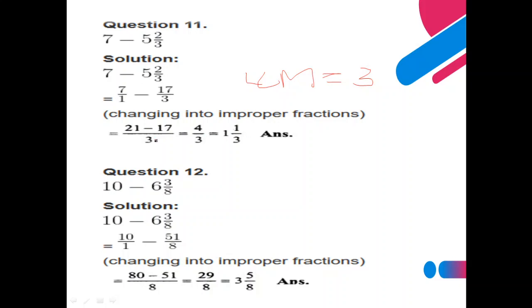So here we solve: 1 divides into 3, we are getting 3, and 3 will multiply by 7. So we find 21 and then minus 17. Then subtract, 4 by 3 is the answer. When we convert 4 by 3 into a mixed fraction, we are getting 1 1 upon 3.